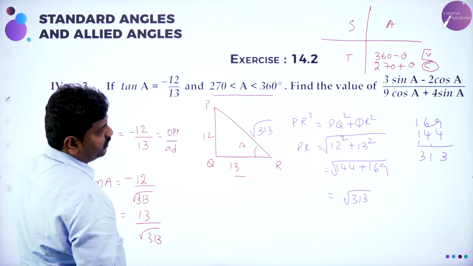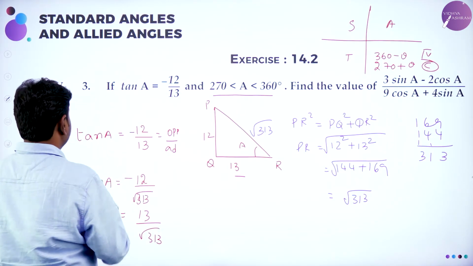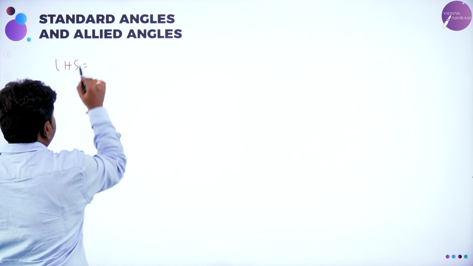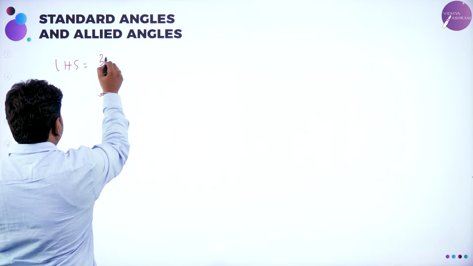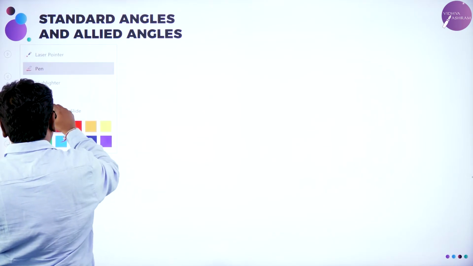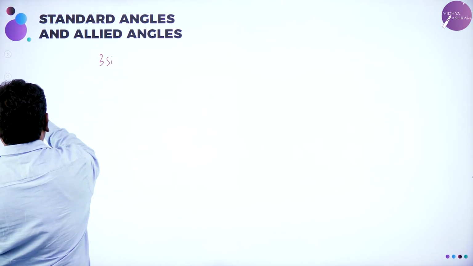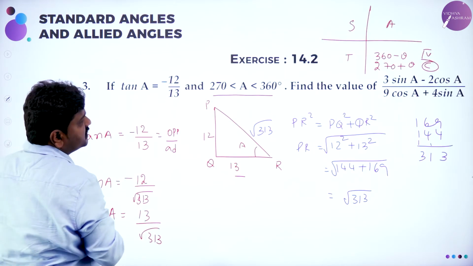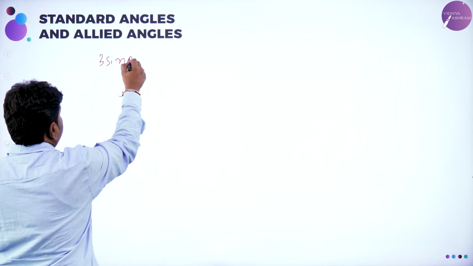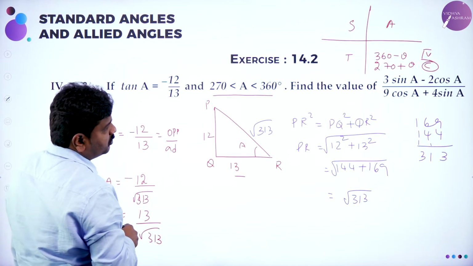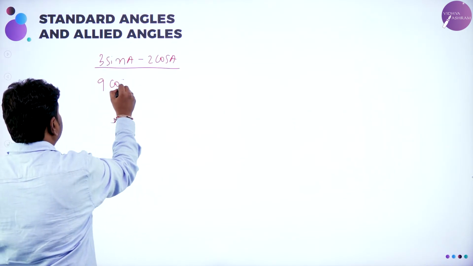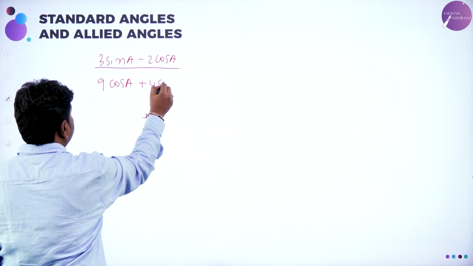What else do they want you to find? Sin A and cos A, that's it. So now take the LHS and substitute. What is the LHS we have? 3 sin A minus 2 cos A. We don't have the RHS here. They wanted to find the value, so I'll take the value that is given. That is (3 sin A minus 2 cos A) divided by (9 cos A plus 4 sin A).